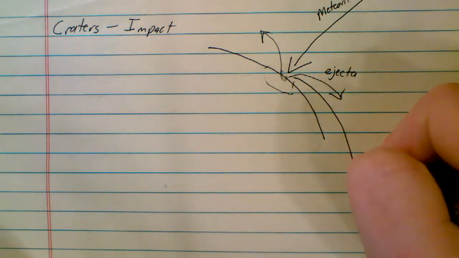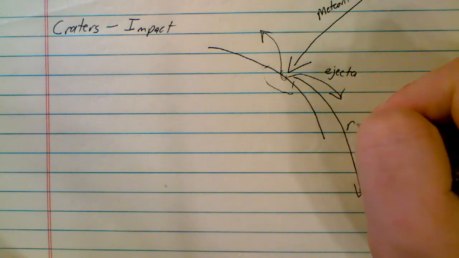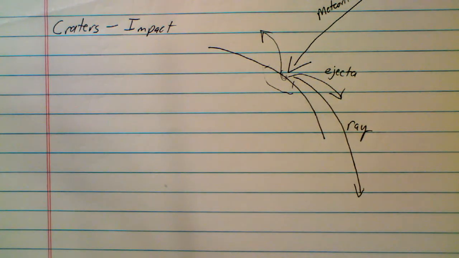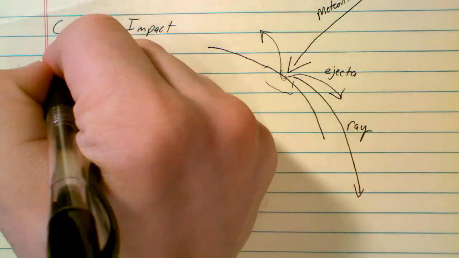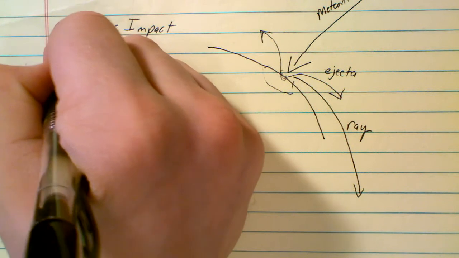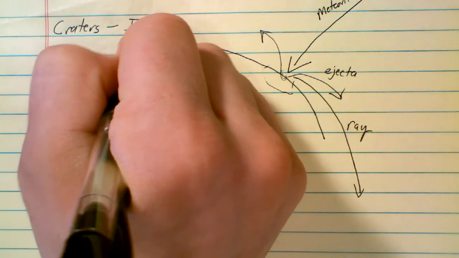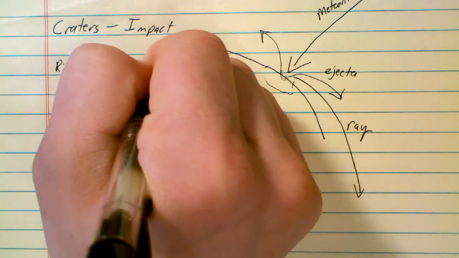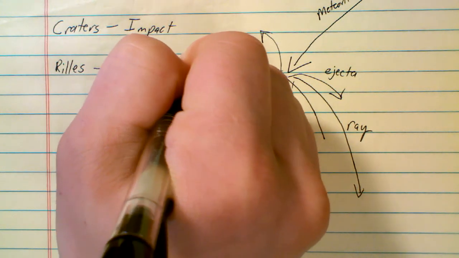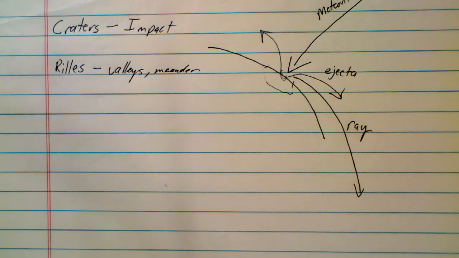Long ejecta that goes really far and creates a line is called a ray. And we can see some of those on the moon. They're like the straight lines going out from craters. There is also another feature we're going to quickly talk about. Those are rilles. They're valleys that kind of meander. And most astronomers point to those being lava tubes from different time periods of the moon.